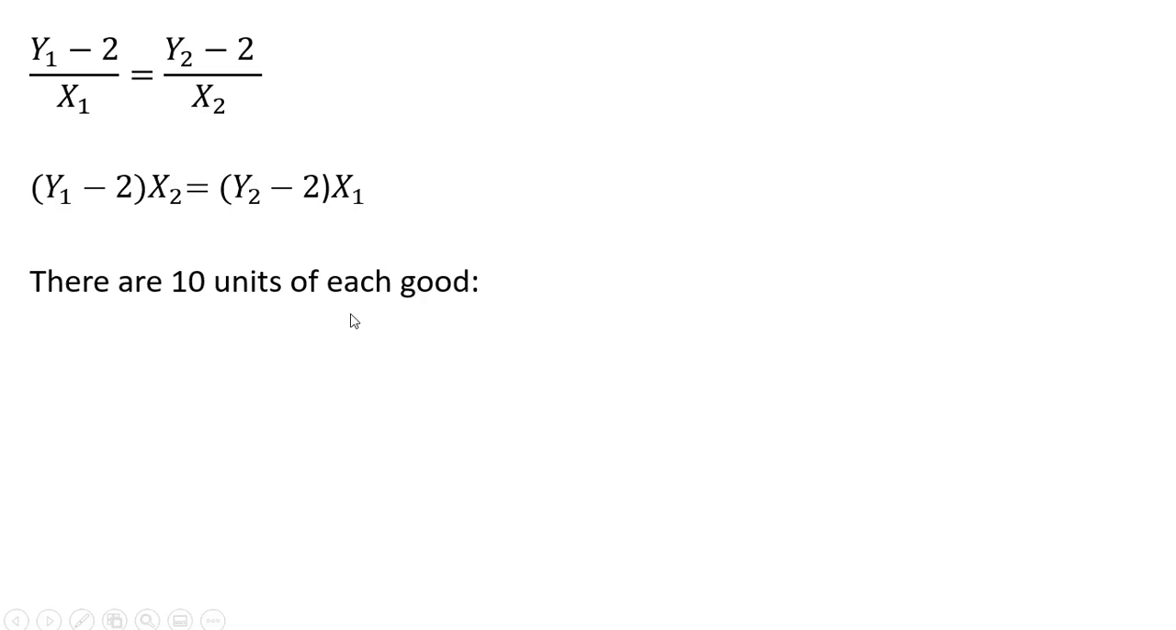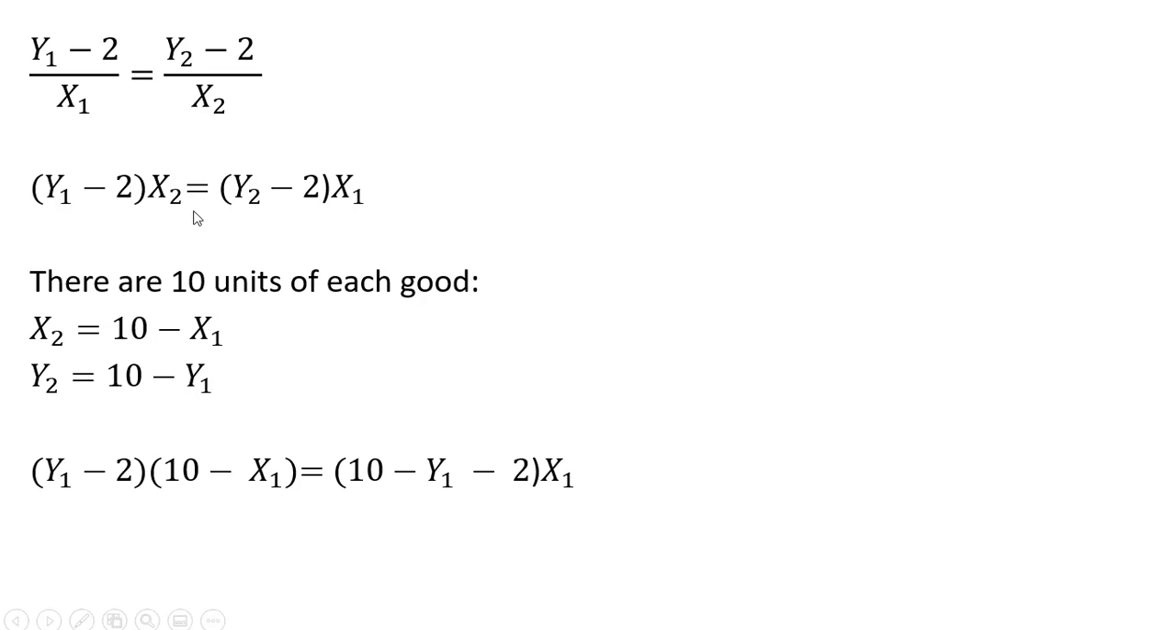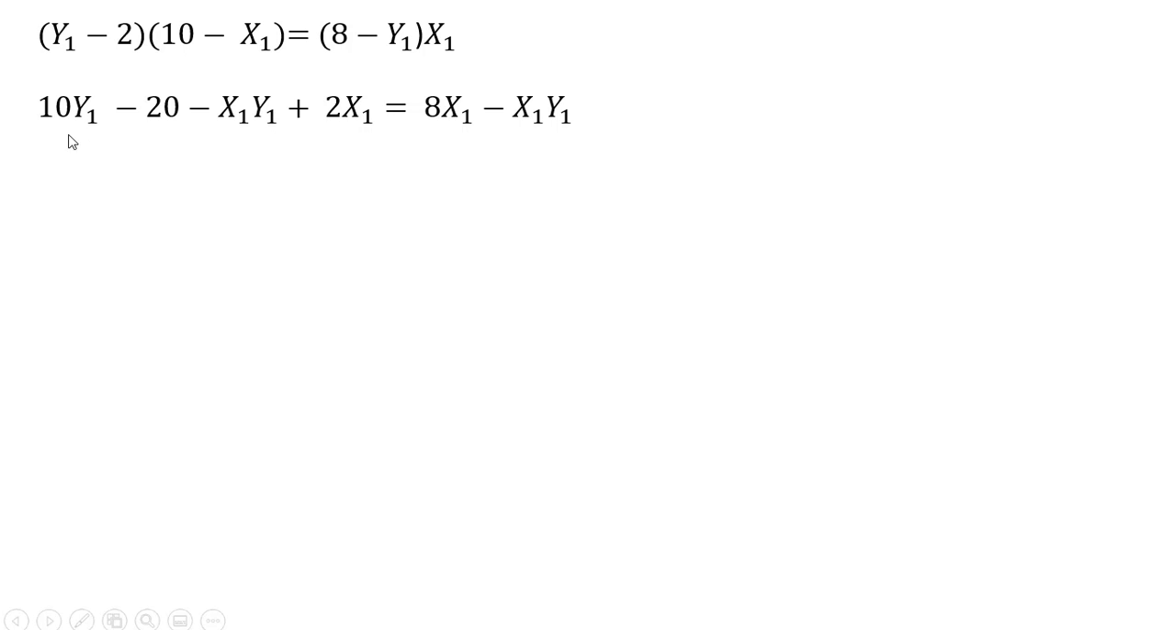And note there are 10 units of each good. So x subscript 2 will equal 10 minus the consumption by consumer 1. And y subscript 2 will equal 10 minus the consumption of good y from consumer 1. Making those substitutions in above. So where we have x subscript 2, we replace that with 10 minus x subscript 1. And where we have y subscript 2 on top here, again, we make a replacement. And now we're just going to simplify. So rewriting that last step and simplifying some more.